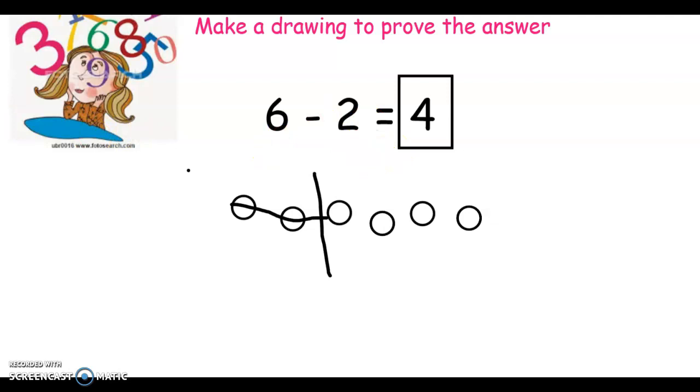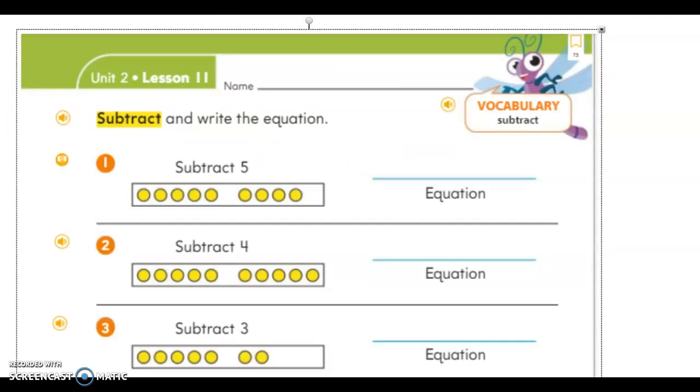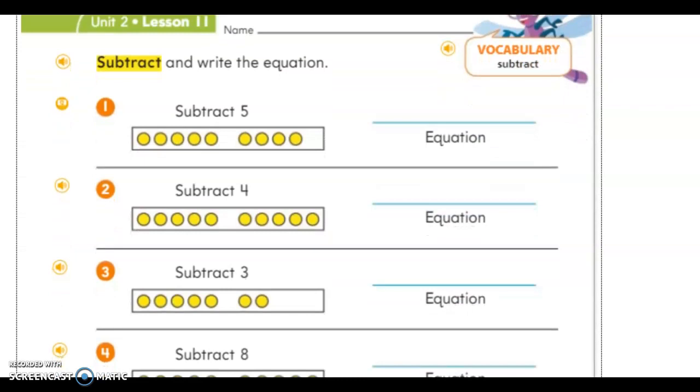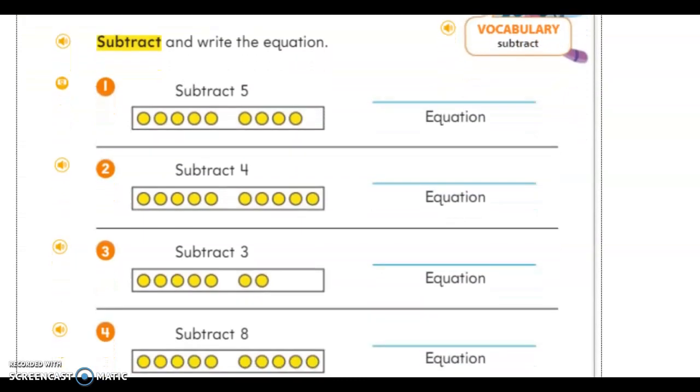All right, let's grab our workbook and give it a shot. I'm going to do just a few of these with you, and then I'm going to let you go on your own. There will be no homework today, so I'm going to let you do most of your workbook by yourself. Here it says subtract 5.